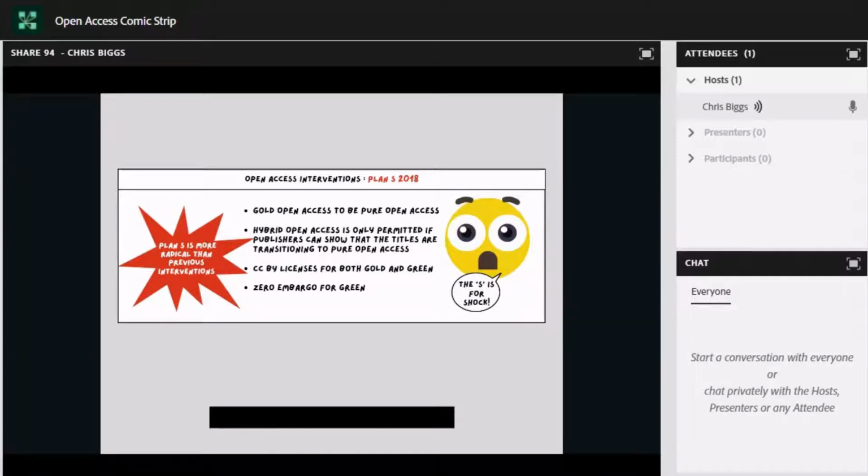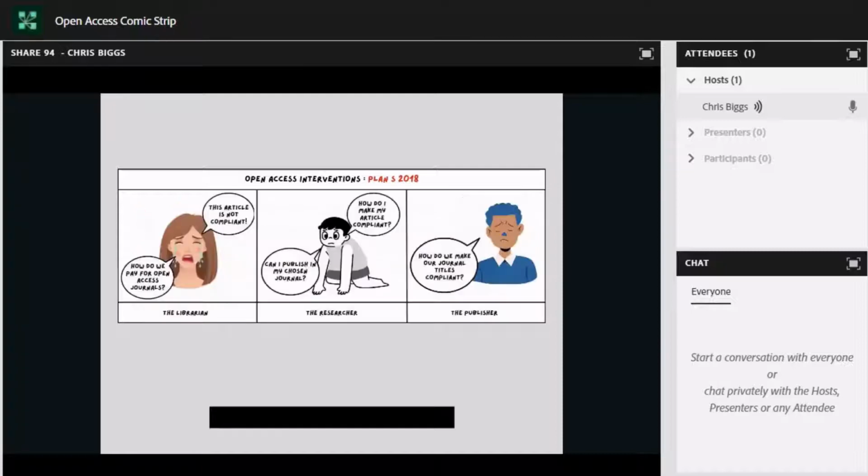They argue that some researchers, early career researchers and researchers in developing countries, rely on publishing in subscription titles as they don't need to find an article processing charge. And if these platforms are withdrawn, how will these people publish their research? Plan S is pushing librarians, researchers and publishers into places they don't want to go, or they don't feel comfortable going.